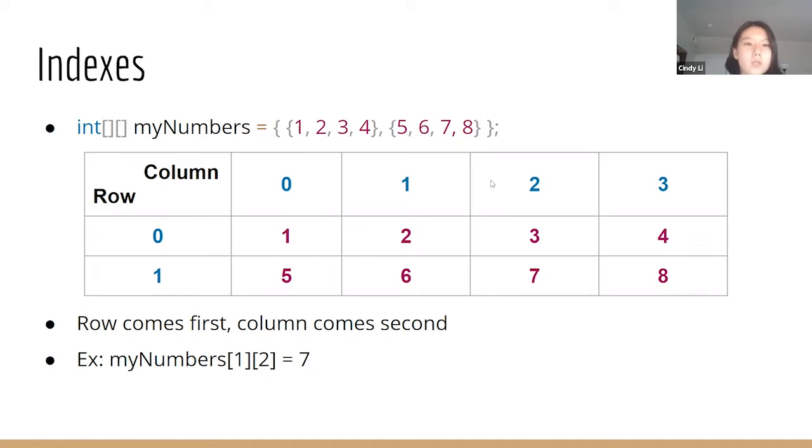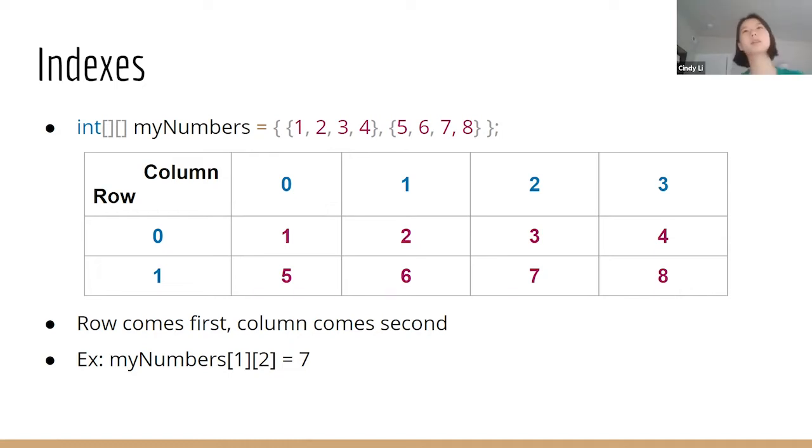And there are rows and columns. Of course, this is column 1, 2, 3, 4. But indexes for arrays start with 0, so it's column 0, 1, 2, 3, and then this is row 0, row 1. When we access an array, the row comes first. The row comes first. And then the column comes second.